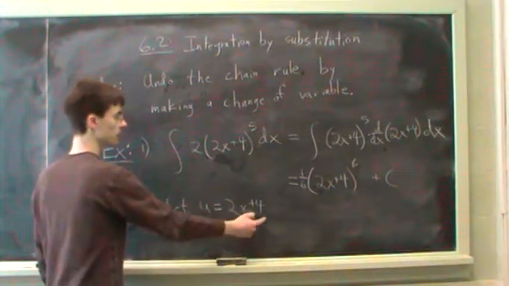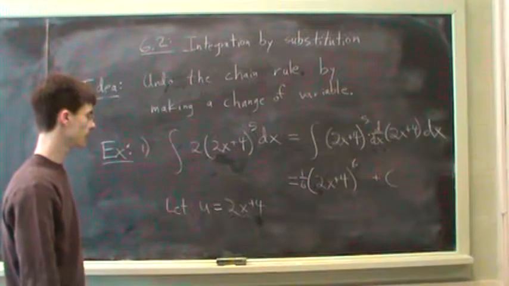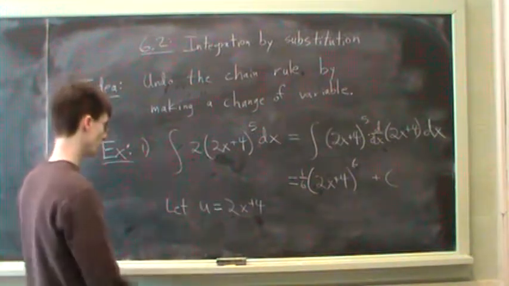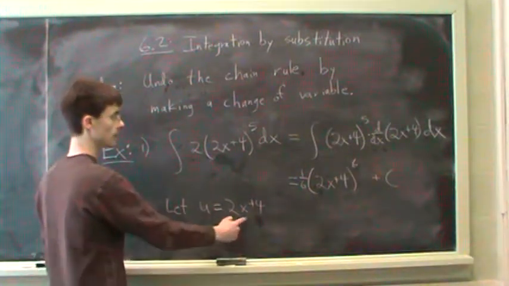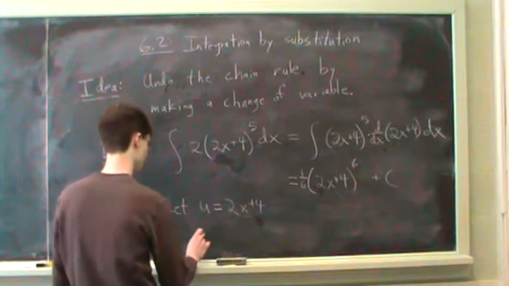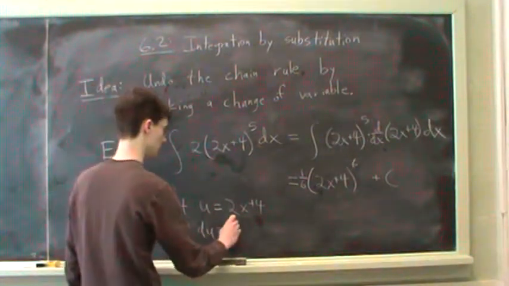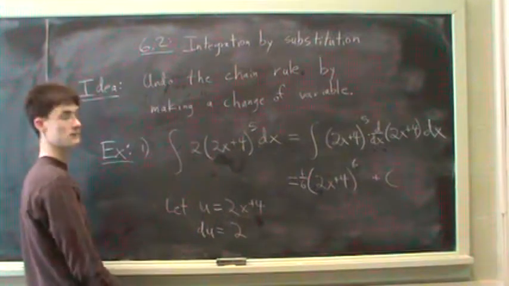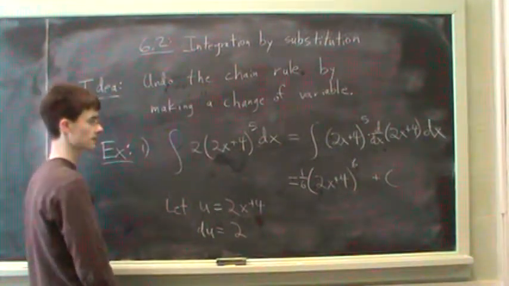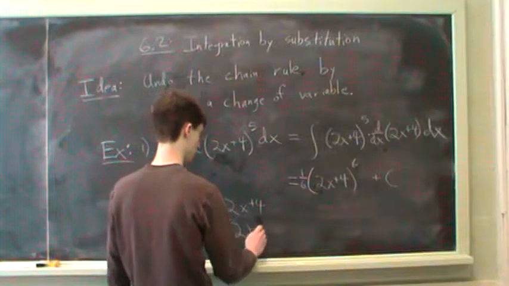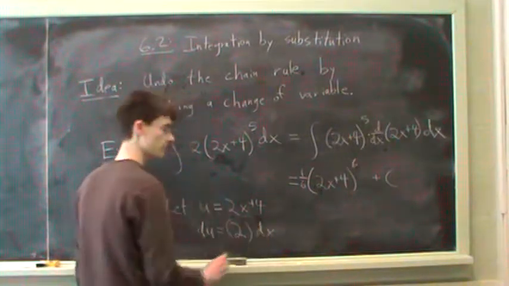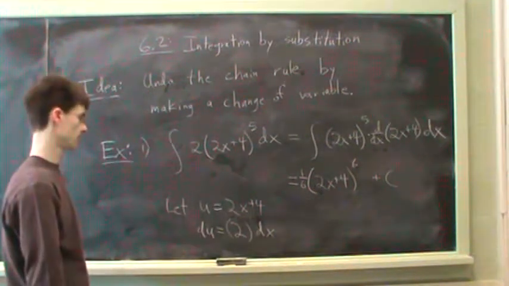So if u is 2x plus 4, then when we learn differentials, we know the relationship between du and dx. And the relationship is that du is going to be 2, which is the derivative of 2x plus 4 with respect to x, times dx. Okay.